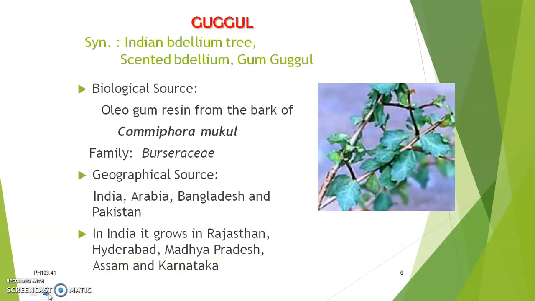Now, we'll study the description of the first drug, that is Guggul. Synonyms of Guggul are Indian bdellium tree, scented bdellium, gum guggul. Biological source: oleogum resin from the bark of Commiphora mukul, family Burseraceae. Geographical source: it is mostly found in India, Arabia, Bangladesh, and Pakistan. In India, it grows in Rajasthan, Hyderabad, Madhya Pradesh, Assam, and Karnataka.